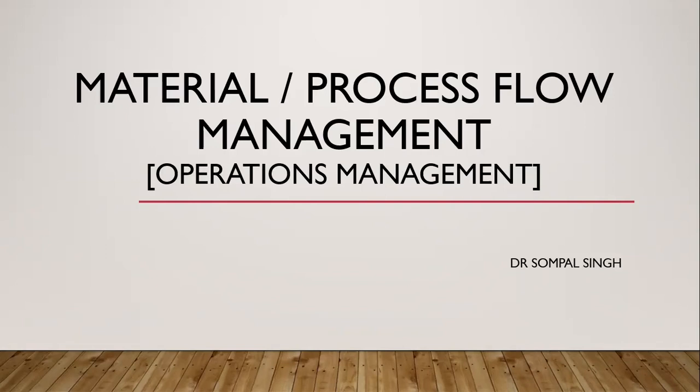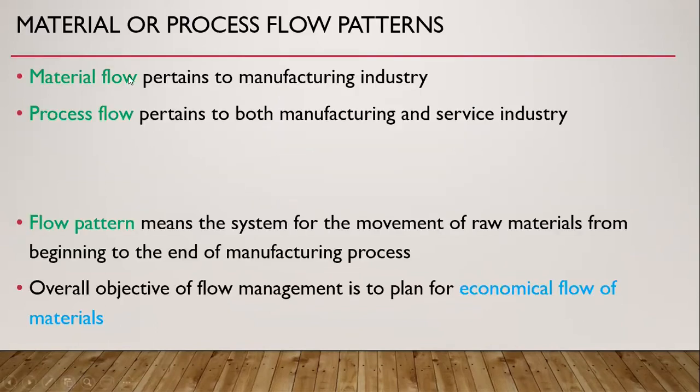Today I'll talk about material or process flow management. This is part of my series of lectures on operations management. Material flow pertains to the manufacturing industry, whereas process flow pertains to both manufacturing and service industry. Flow pattern means the system for the movement of raw materials from the beginning to the end of the manufacturing process. The overall objective of flow management is to plan for economical flow of materials.